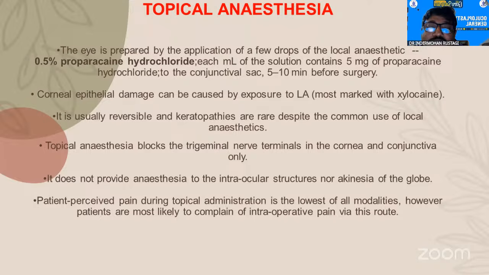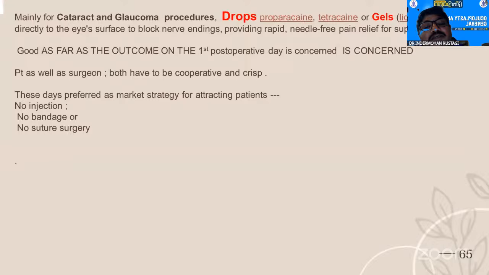How it works: it blocks the superficial nerves in the cornea and conjunctiva only, and doesn't go deep, so akinesia is not there. So you have to have a very cooperative patient, or you have to have good control with few instruments over the globe. And of course, postoperative pain can be there, and there you have to supplement with some kind of analgesic medicine. This procedure, topical anesthesia, is mainly for cataract procedures, and these are the drops.